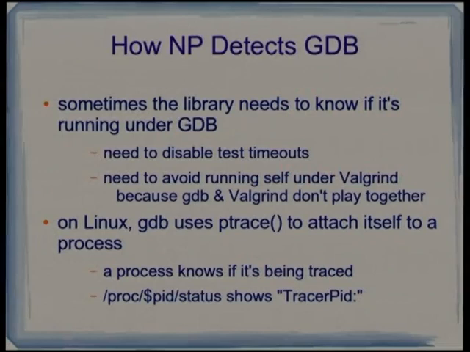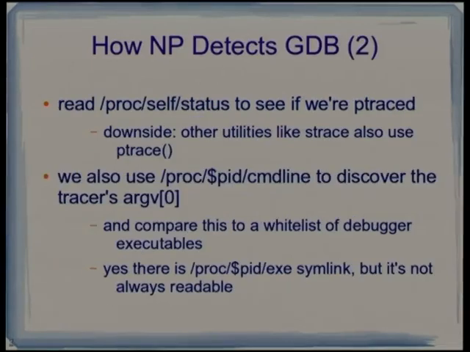How do we detect GDB? Basically, we detect that we're being ptraced. There is a file, /proc/self/status, and it will tell you TracerPid, which is the process ID that is ptracing it.